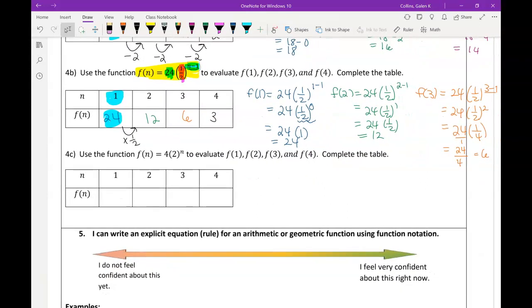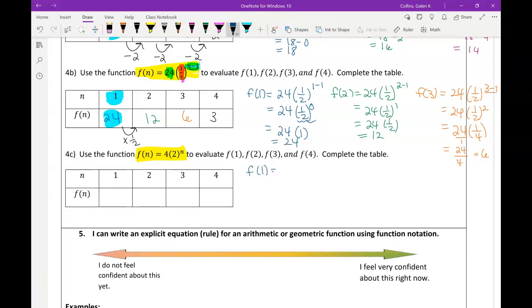All right, 4c, use the function f of n equals 4 times 2 to the power of n to evaluate. I noticed that this looks like 4b. It might be easier because I don't have a fraction, but I'm also noticing that this doesn't have an n minus 1. So I wonder how that might be interesting. I guess we'll find out. All right, we're going to evaluate this real fast.